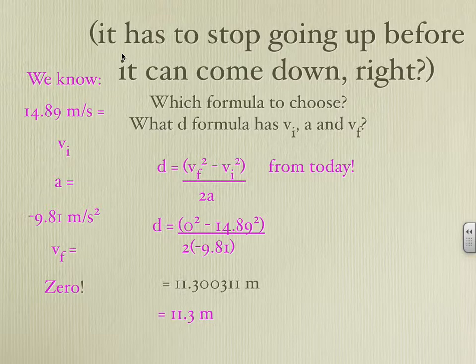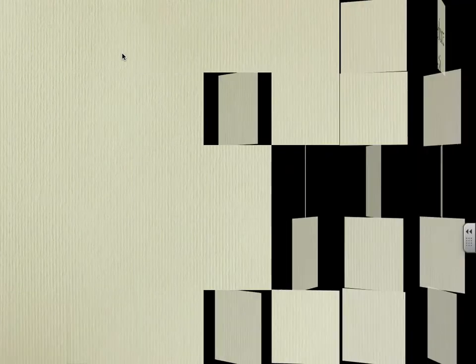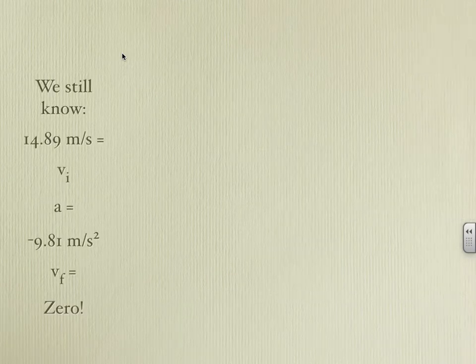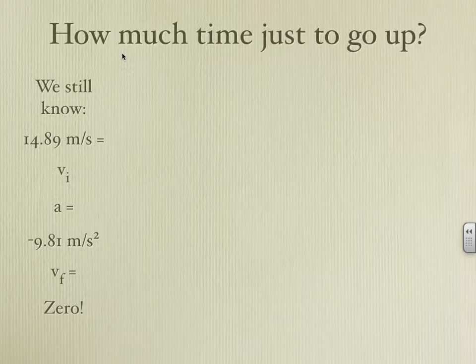So next we want to find out how much time it took to go up and down. So how much time before the ball hits me in the head. We still know the VI, we still know the A, we still know the VF. But this time we're looking for time, but just the time up. Why am I only worried about just up?